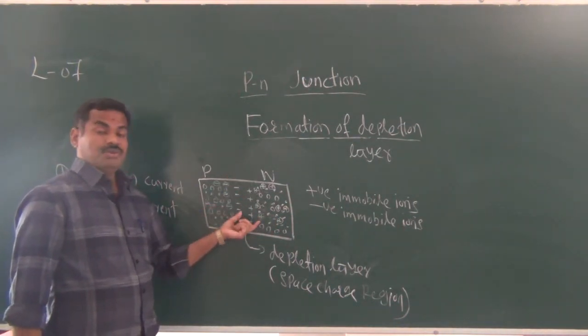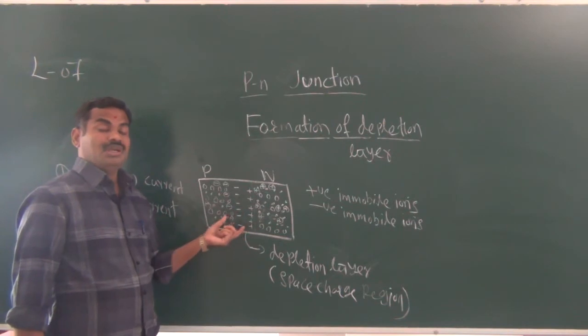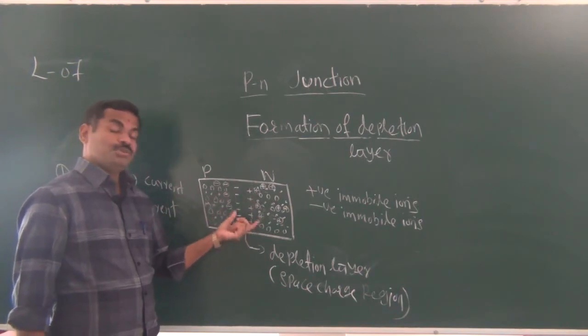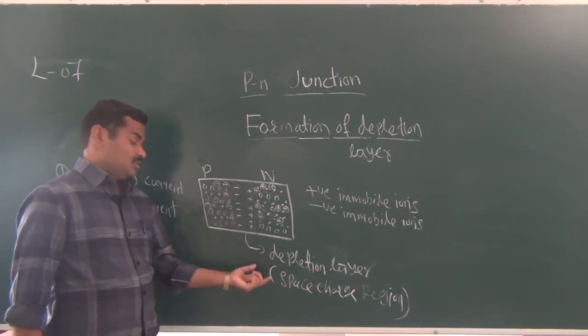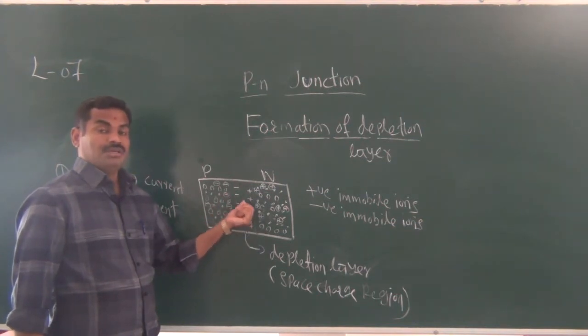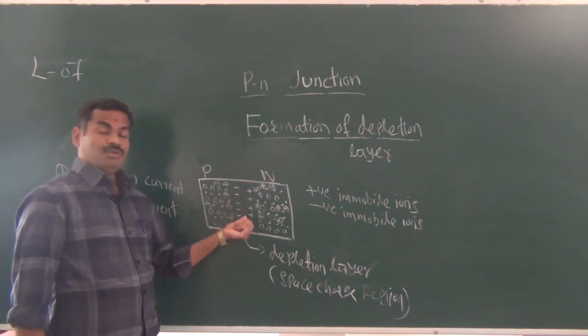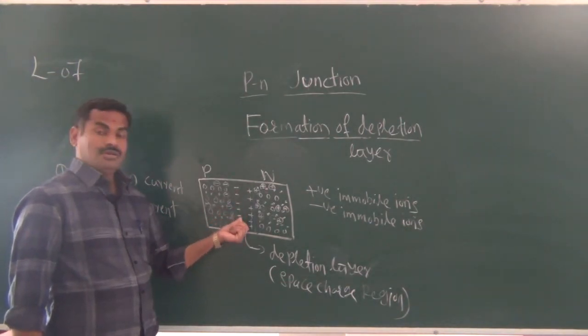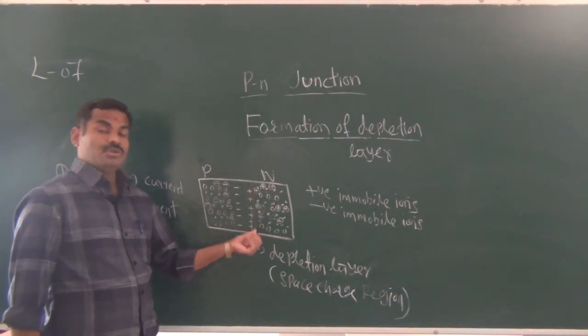Once the depletion layer forms, what happens? The diffusion process of electrons and holes stops or reduces. This is about the importance of the depletion layer. It is also called the space charge region. In this region, you are not having any electrons or holes, and it is having only the immovable ions: the negative acceptor ions and positive donor ions.